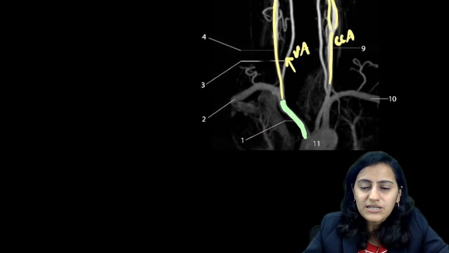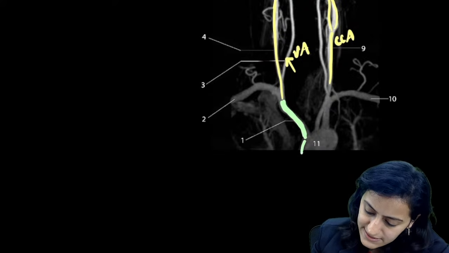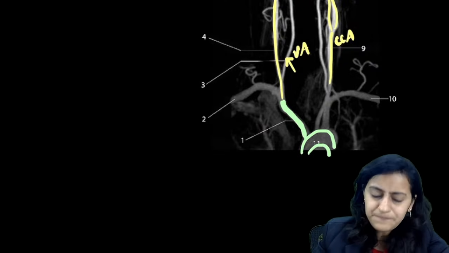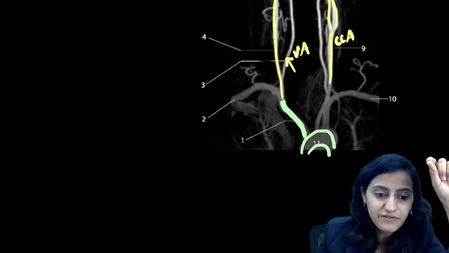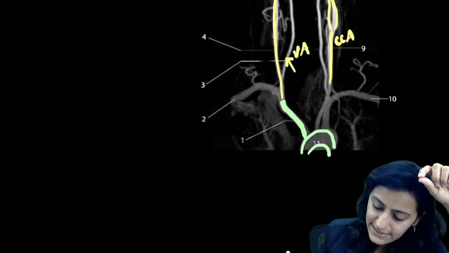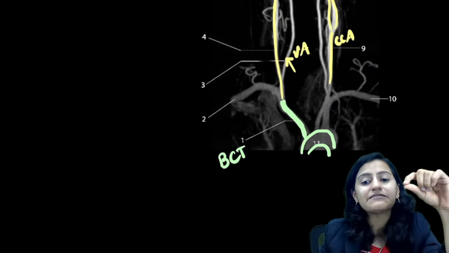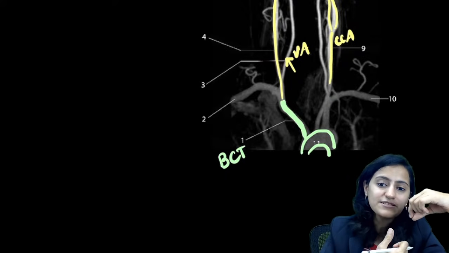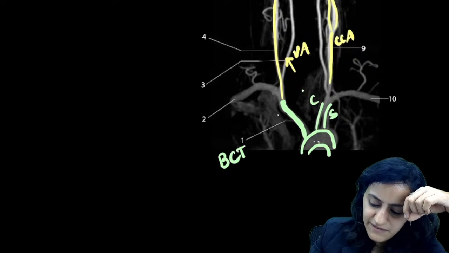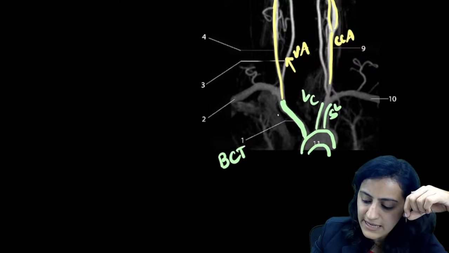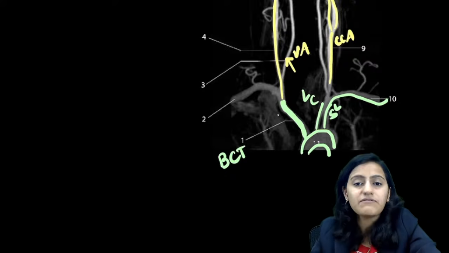What is the structure labeled 1 here? So this is the arch of aorta. From that, the first vessel coming from the arch of aorta. Very good, Dr. Sarika. That's the brachiocephalic trunk. Remember the branches from the arch of aorta from right to left. It is B, C, S. That is the brachiocephalic trunk, the left common carotid, and the left subclavian artery.